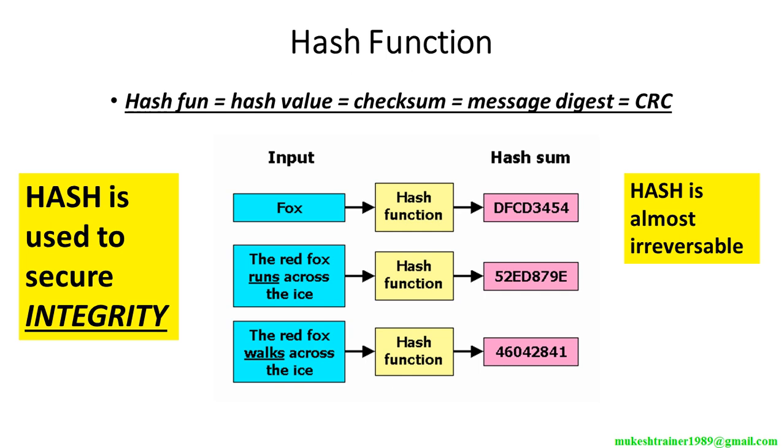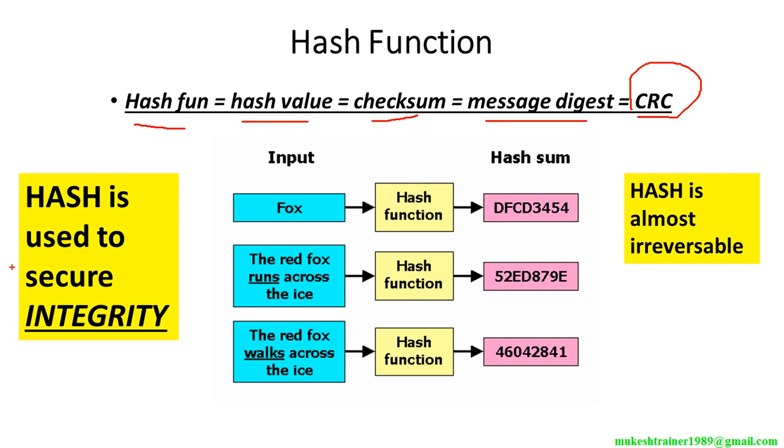So next is the hash function. Hash function equals hash value, equals checksum, equals message digest, equals CRC, which stands for cyclic redundancy check. A hash is used to secure the integrity.